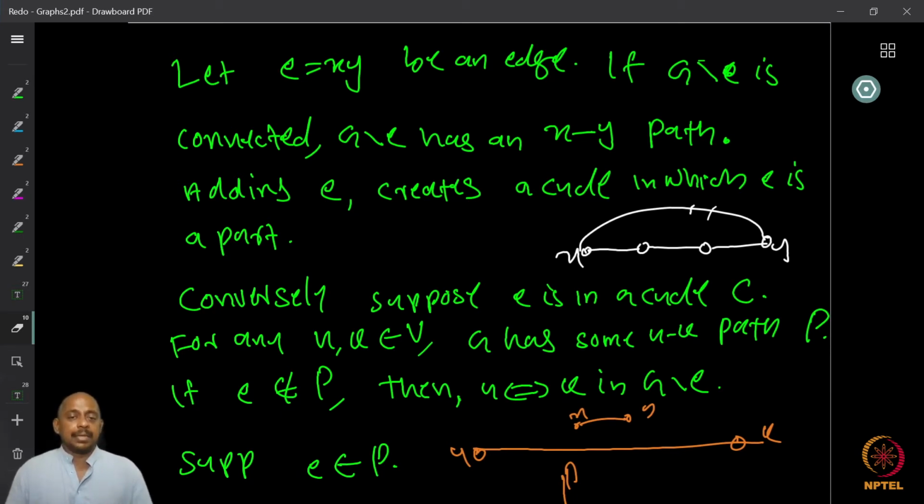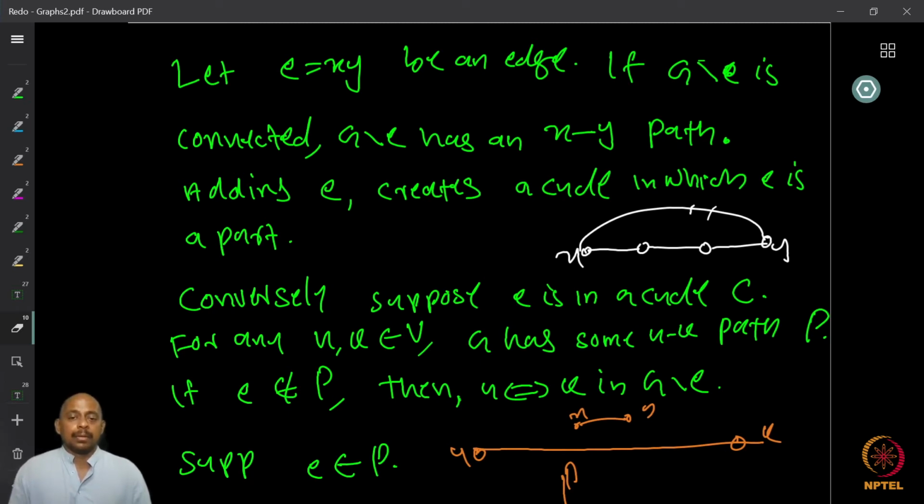Now, if the edge e that we are going to remove is not part of the path P, then removing it will not change the connectivity of u and v. So u to v will still be connected. There is a path from u to v in G minus e. So u is interconnected to v in G minus e if e is not a part of the path P.